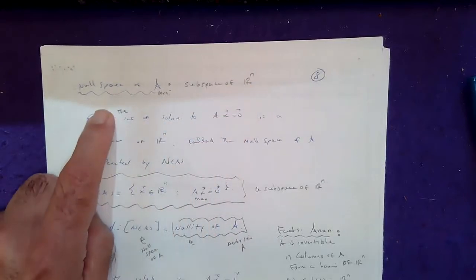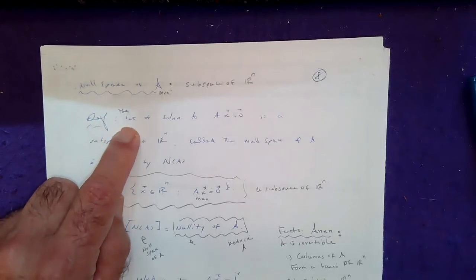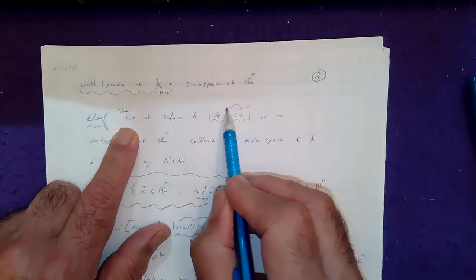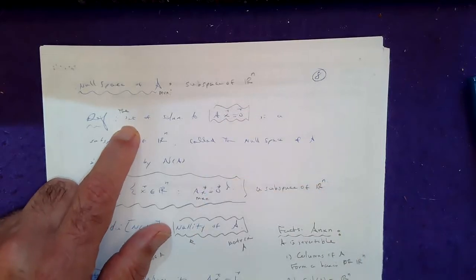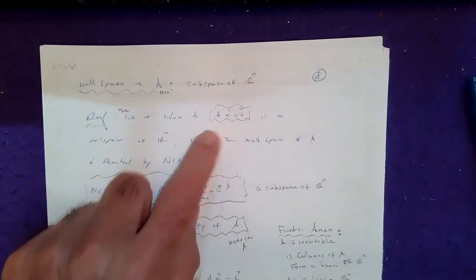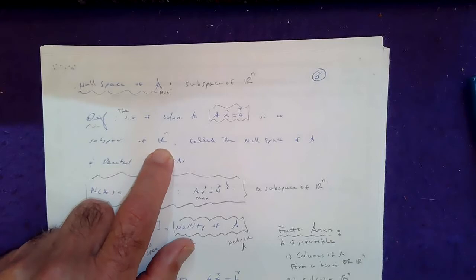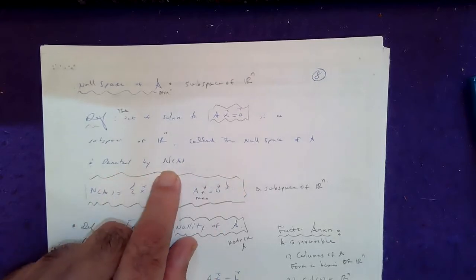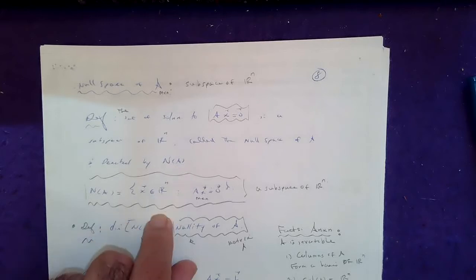So what's the definition of null space? Null space is the set of solutions for a homogeneous system of equations. The set of solutions for a homogeneous system of equations, which happens to be a subspace of Rn, is called the null space and denoted by N(A).